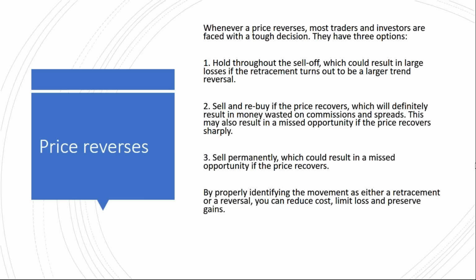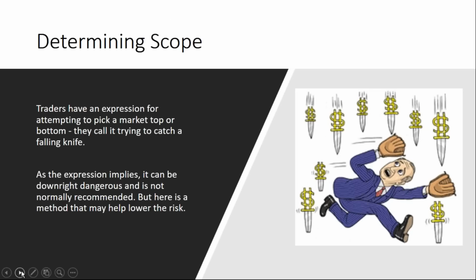So what happened was you got out of that market, but if you had sat tight, you could have made another 50 pips or 40 pips or 30 pips. But by the time you re-enter the market, cover the spread, cover the commission, it's basically when you sell out of a market, it's over with. You move elsewhere. Or you can sell permanently, which can result in the loss of missed opportunity if the price recovers. By properly identifying the movement as either a retracement or a reversal, you can reduce costs, limit loss and increase gains. So this is a determination you have to make, okay, what you're going to do.